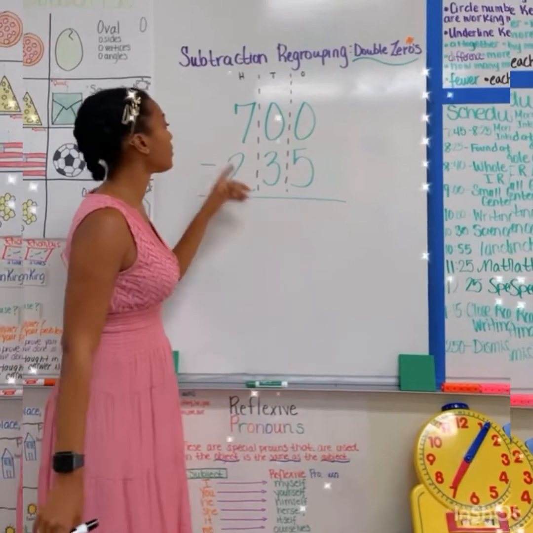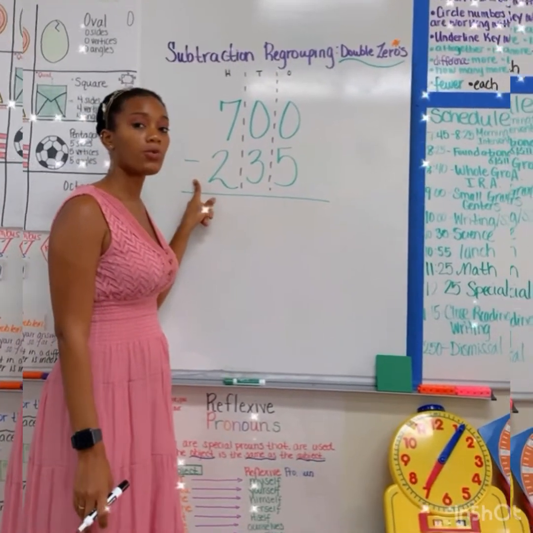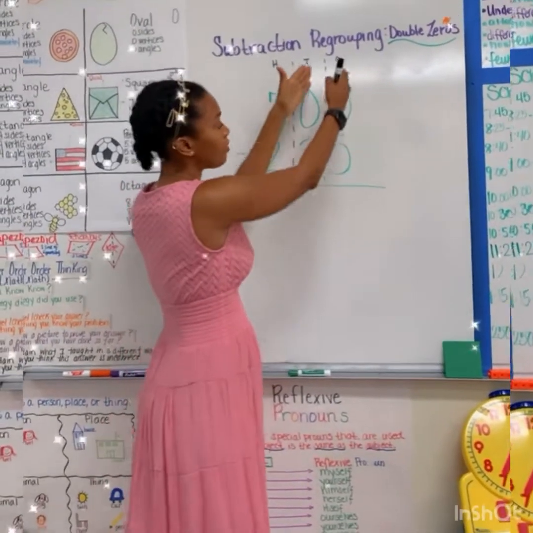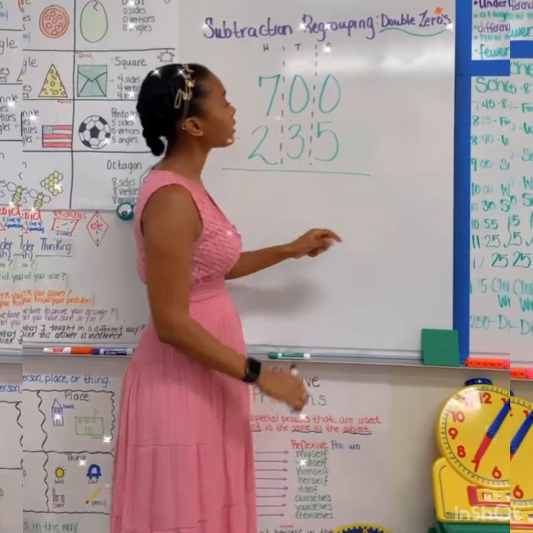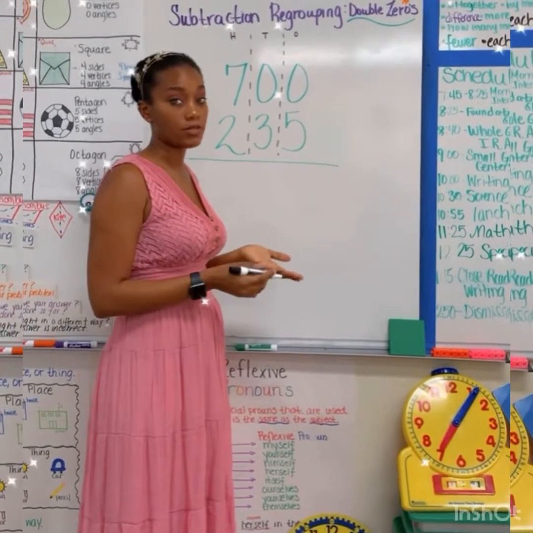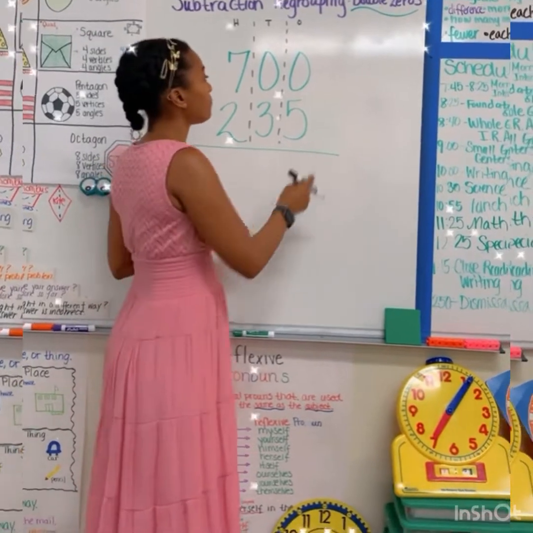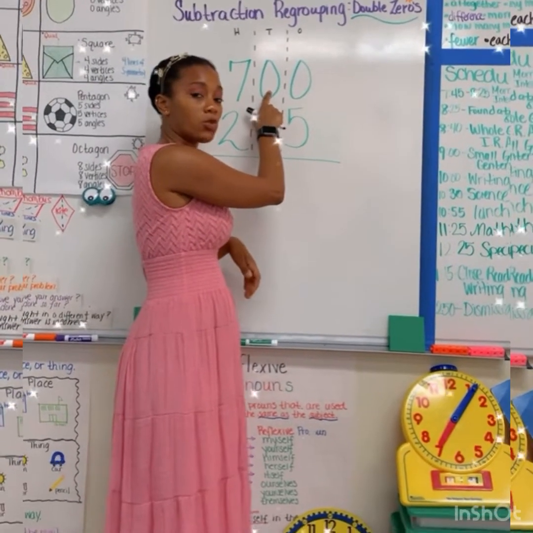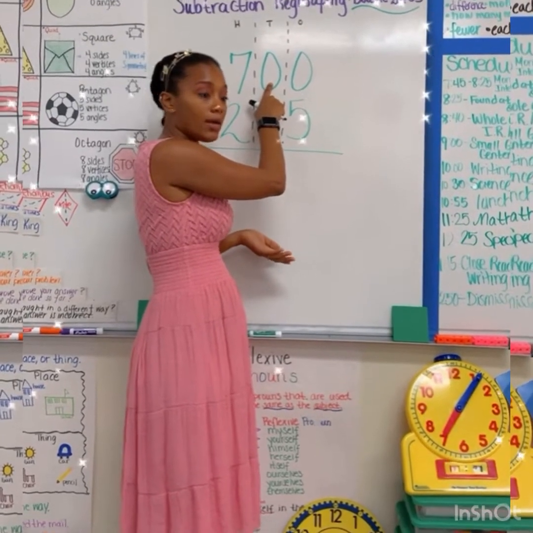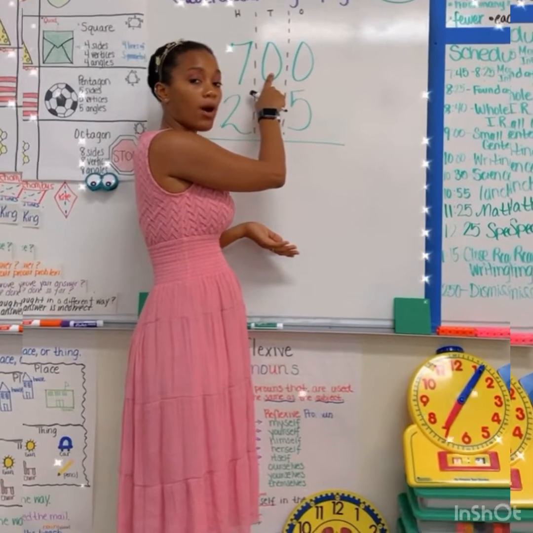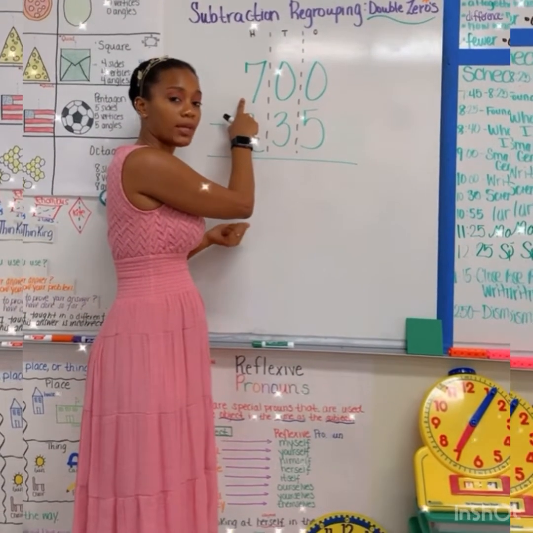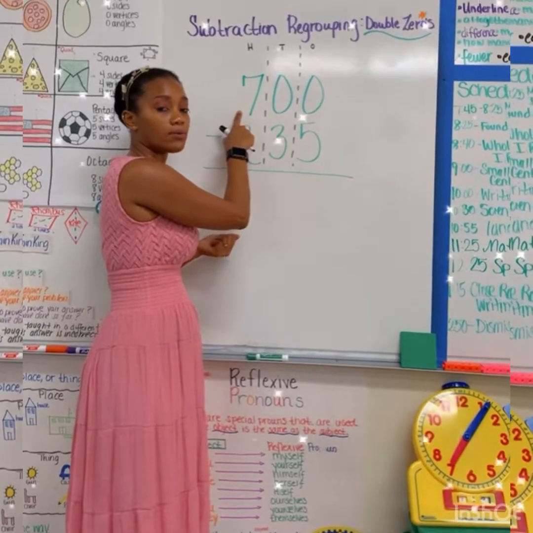So we have the number 700 minus 235. So again, we're going to start in the ones place. So I'm looking at 0 minus 5, but in my mind, I know I cannot do that. So I have to look to my neighbor next door to see if I can borrow a 10. But when I look to my neighbor next door, it's also a 0, so I can't borrow from there. So then I go to my next neighbor in the hundreds place, and I can then borrow.